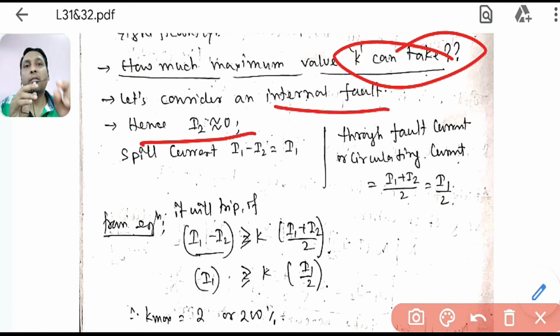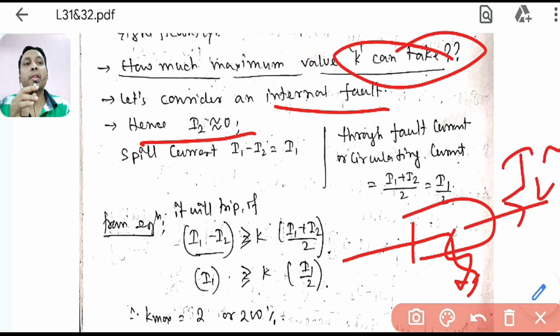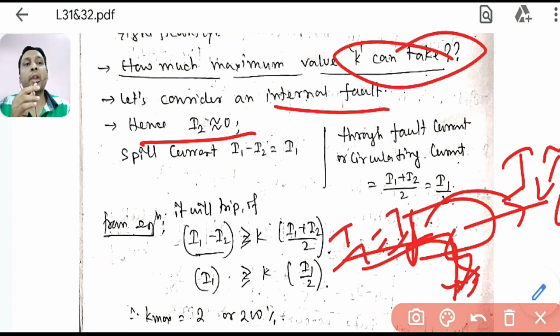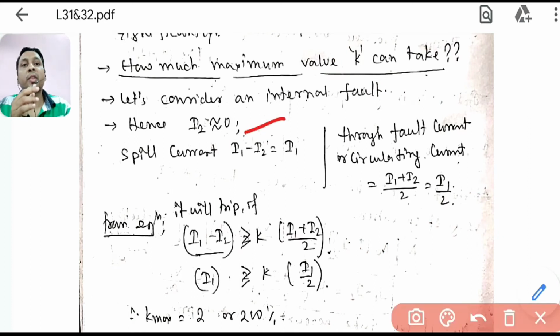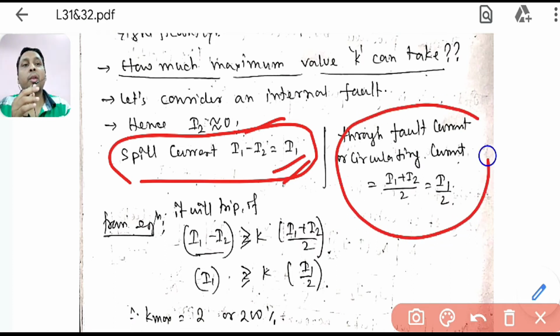If it is an internal fault, then it is assumed that I2 is 0, because all the currents will be flowing through here only. This is I1. So very minimum current will flow through the other side, and this current we can neglect because your fault current is the maximum. It is severe current. So in comparison to your IF, you can neglect I2, equal to 0. So if your I2 becomes 0, then the spill current, that is your y-axis, becomes only I1, and your x-axis, the circulating current, becomes I1 by 2.